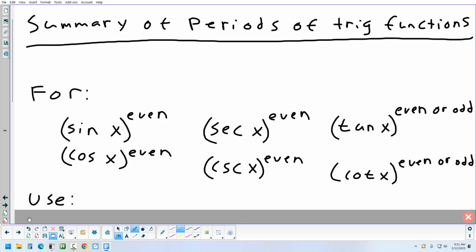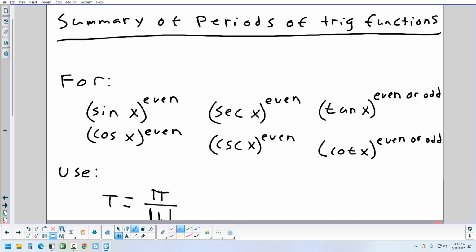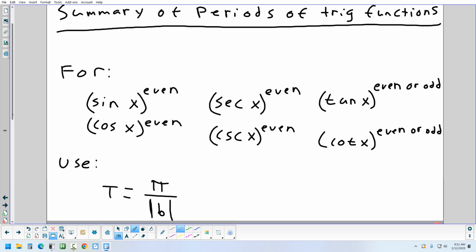Okay, so for any of these cases that I have on the board: sine, cosine, secant, and cosecant to an even power, or any tangent or cotangent function, even or odd, the formula that you use is pi over b. So before, you were only using the formula pi over b for tangent and cotangent. Now I'm telling you, in addition to tangent and cotangent, you can use it for sine, cosine, secant, and cosecant, if the exponent is even.